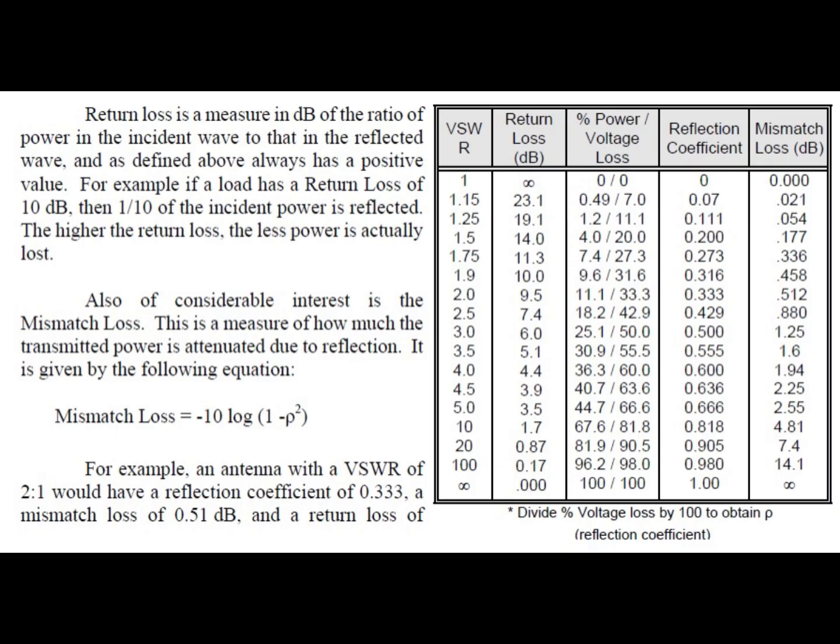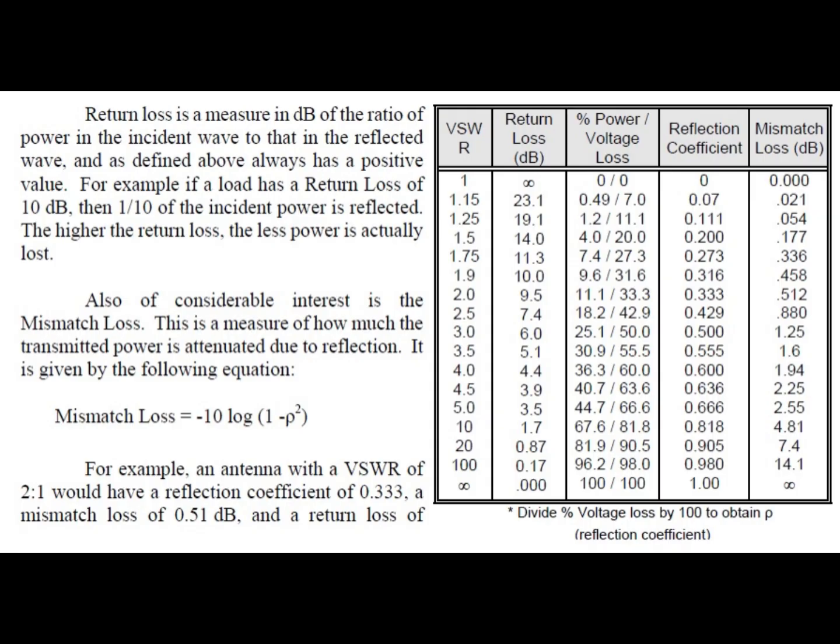Second, mismatch loss. Simple explanation. Mismatch loss tells us how much transmitted power is lost because of reflection. The formula is mismatch loss equals minus 10 log of open bracket 1 minus rho squared close bracket, where rho is the reflection coefficient. Example for better understanding. For an antenna with a VSWR of 2 to 1, the reflection coefficient is 0.333. The mismatch loss is 0.51 dB, and the return loss is 9.54 dB.